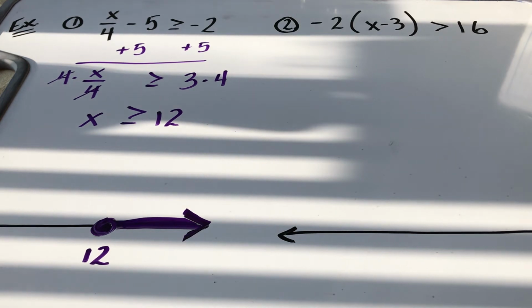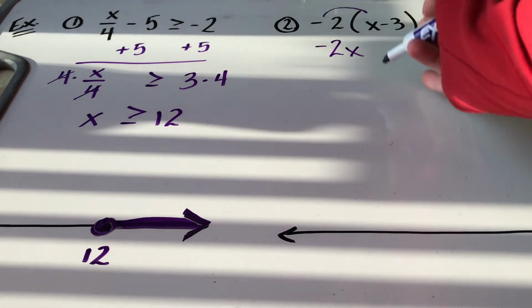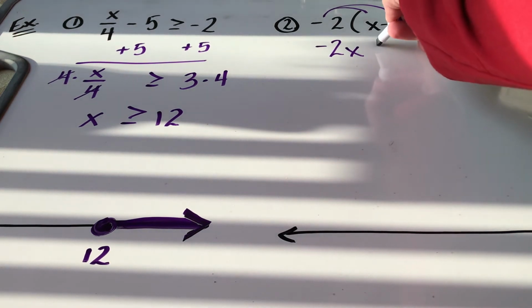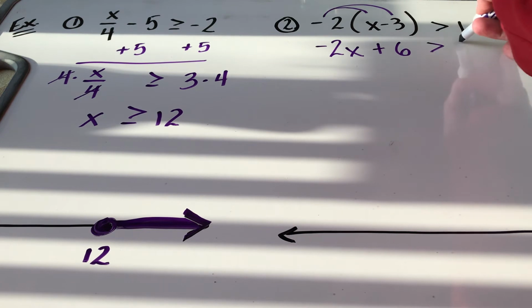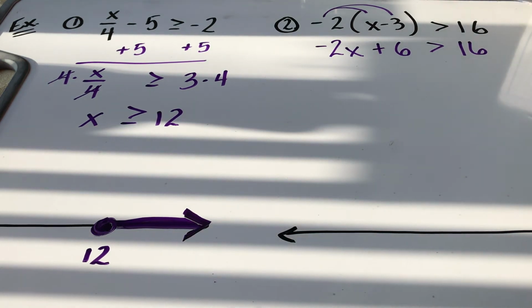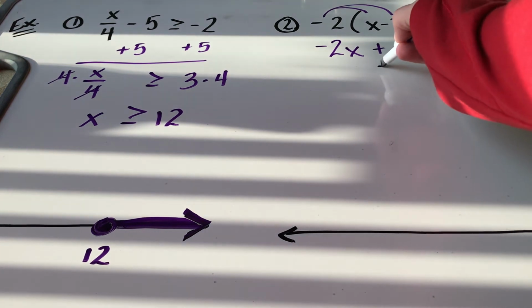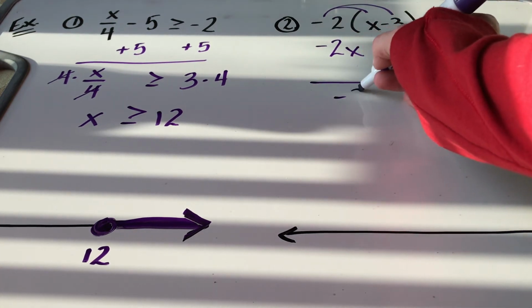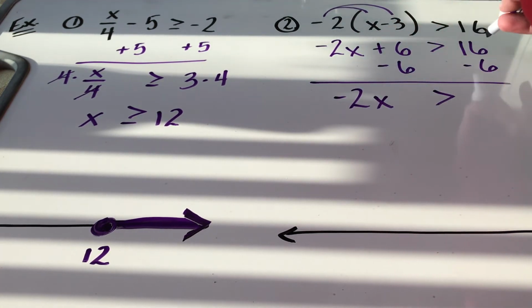Second example, we have a little distributive property here. Again, watch your signs when you distribute. We take negative 2 times x, which is negative 2x. Then we take negative 2 times negative 3. Negative times negative is positive 6, greater than 16. Moving the 6 to the other side, we subtract 6 from both sides, giving negative 2x greater than 16 minus 6, which is 10.